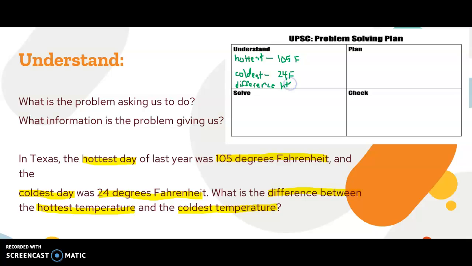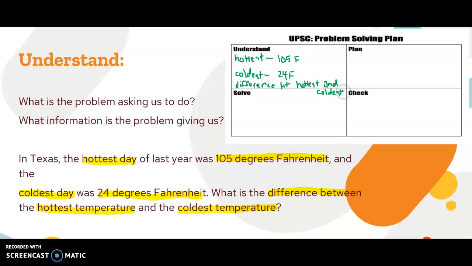And I'm just going to abbreviate between. BT is representing between, and I'm going to put hottest day and coldest day. And I'm going to write coldest here. And I'm limited on space.